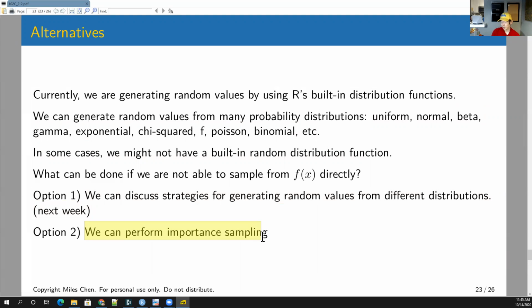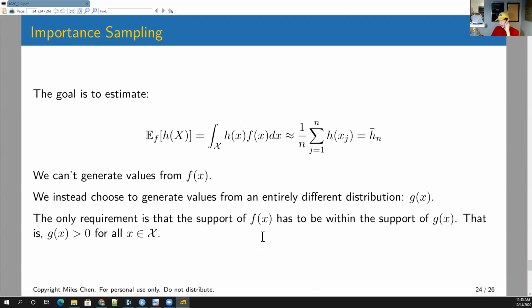is we can perform importance sampling. The idea behind importance sampling is that this is the thing you want to estimate. This method relies on being able to generate x from f. But here we're going to say, I don't know how to generate values from f, but I do know how to generate values from g. And g is just an entirely different distribution.